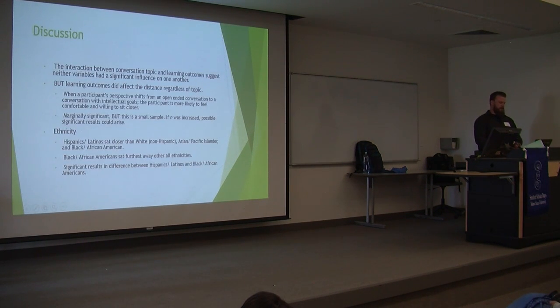The interaction between conversation topic and learning outcomes suggests neither variable had a significant influence on the other, an unfortunate result, but important nonetheless. This could mean a number of things. We may need to change our research design and edit a few steps to ensure the deception goes off without a hitch. It could also reflect the population of Adams State or the age group that we examined. Other possible extraneous variables may have been present, but it is difficult to speculate.